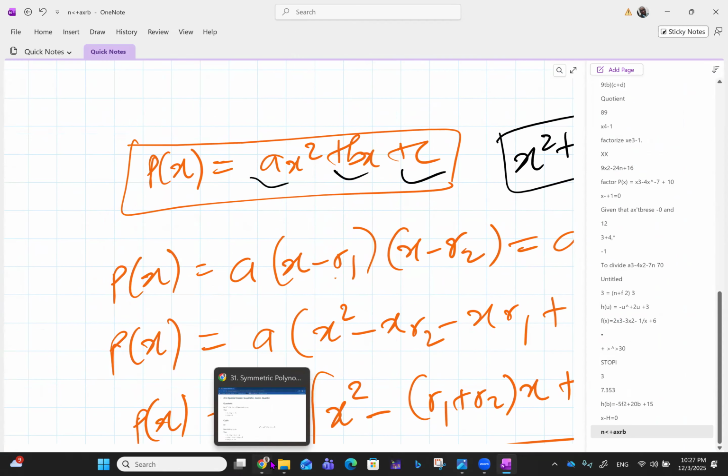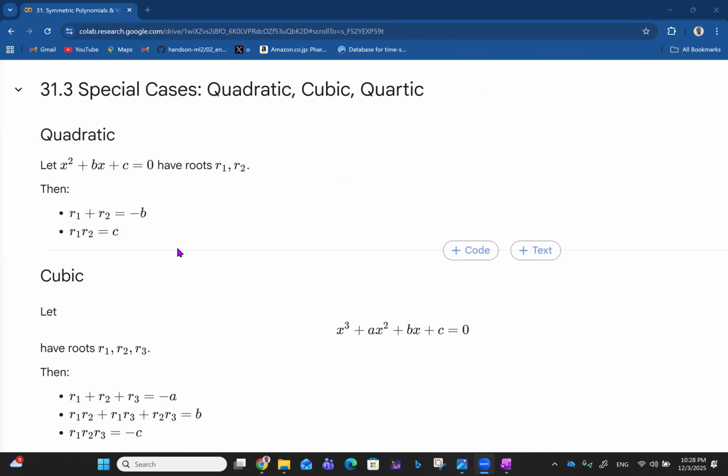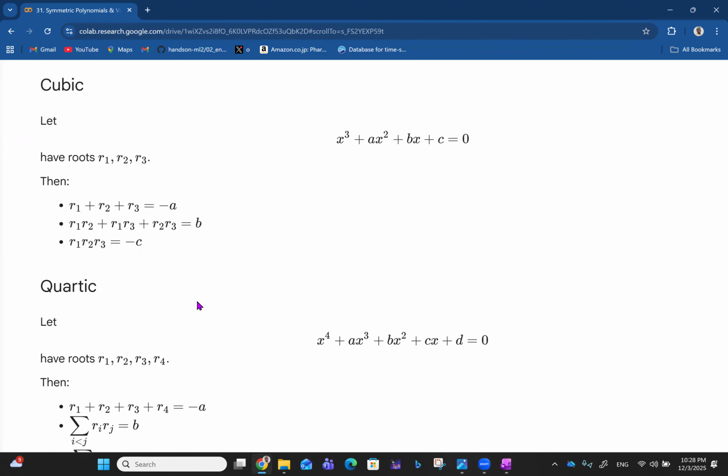If we do that, instead of minus b over a, we have minus b over 1, which is minus b. r1 plus r2 is supposed to be minus b over a, that's minus b over 1, that is minus b. r1 r2 is c over a, that is c over 1, that's c. Now, if you go cubic, that's higher order now, which we are really here for.